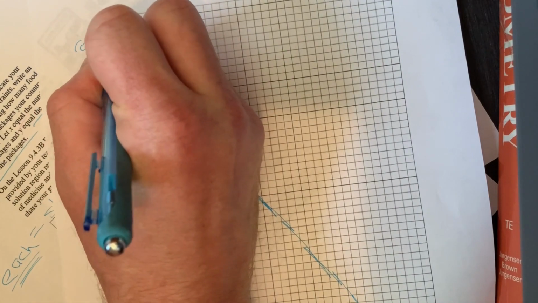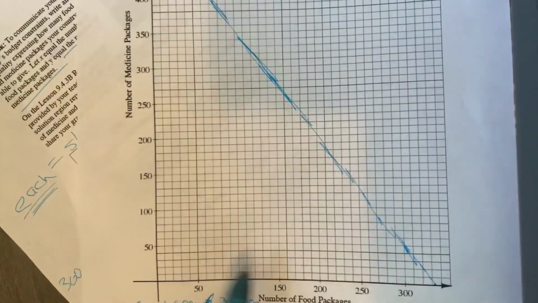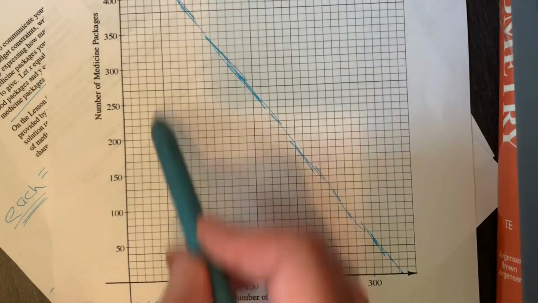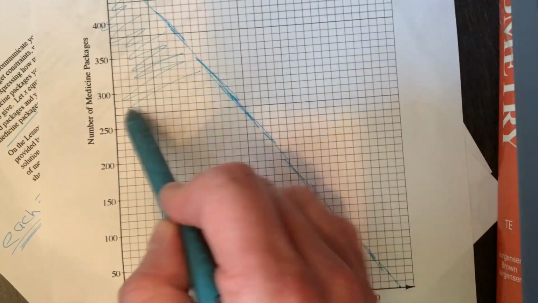And maybe I'll label it country A. And (0, 0), is that a solution to this? Yeah, 0 plus 0, that's less than 300,000 for sure. So here, let's shade it in.